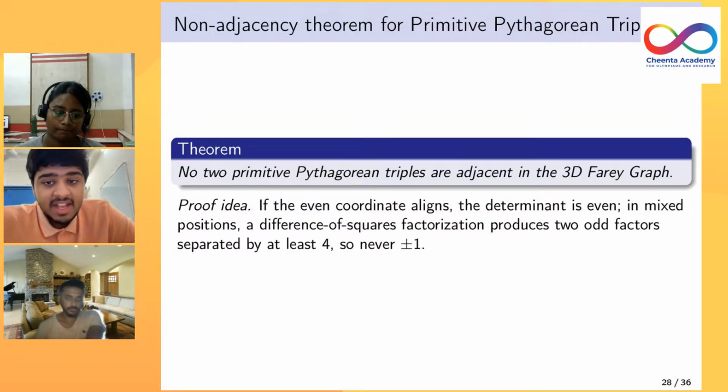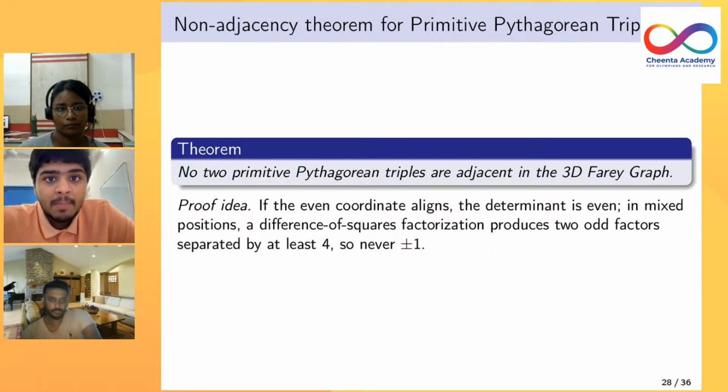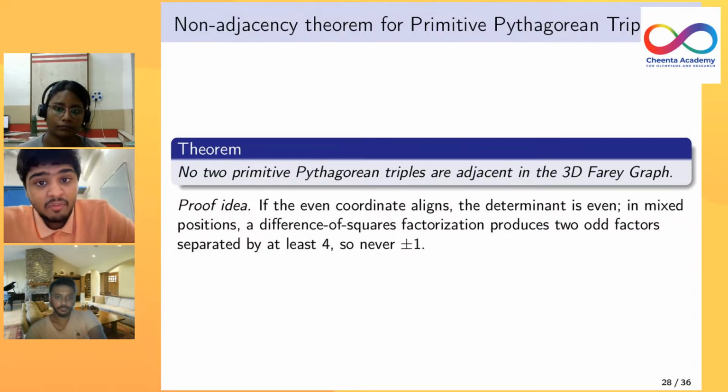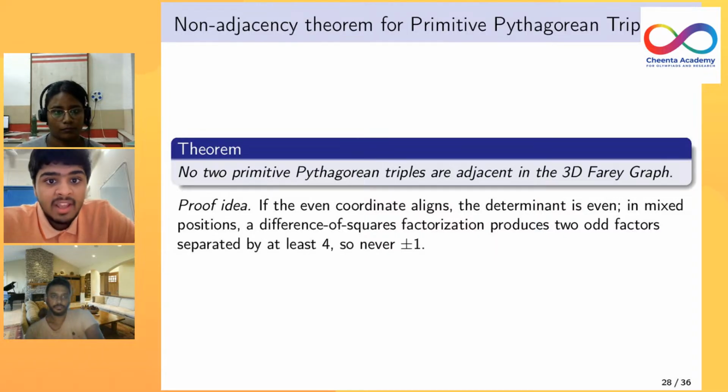So, the theorem states that no two primitive Pythagorean triples are adjacent in this 3D Farey graph. If the even coordinates align in this position, then in the determinant case of determinant of ABW, every term is even. So the determinant can never be plus or minus 1. Hence, in this mixed slot case, where we have the even coordinates in a different position, substituting the same parameterizations yields a difference in squares with odd factors that differ by at least 4. If we have odd factors which lead to plus or minus 1, the difference must be at most 2. But here we are getting 4. So hence the two primitive Pythagorean triples can never be adjacent in the 3D Farey graph.